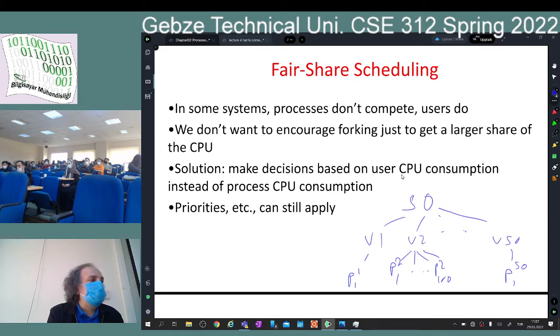Okay, so that's what we are going to do. We don't want to encourage forking just to get a larger share of the CPU. The solution is to try to be fair between the users, not between the processes. So if I keep forking lots of processes, their priorities will get lower and lower. Okay, that's called fair share scheduling.